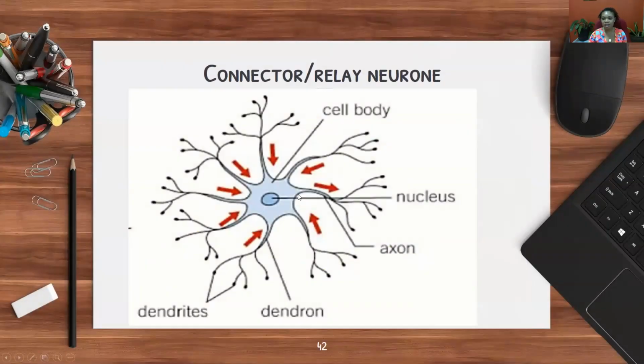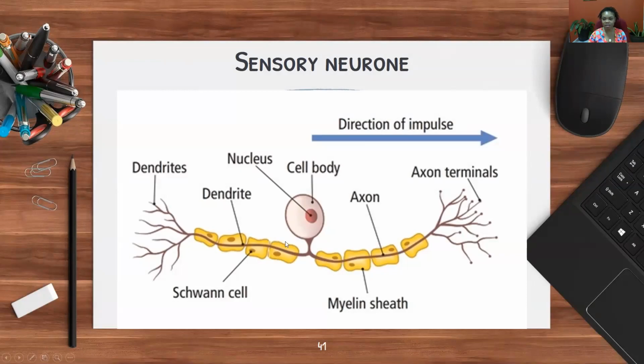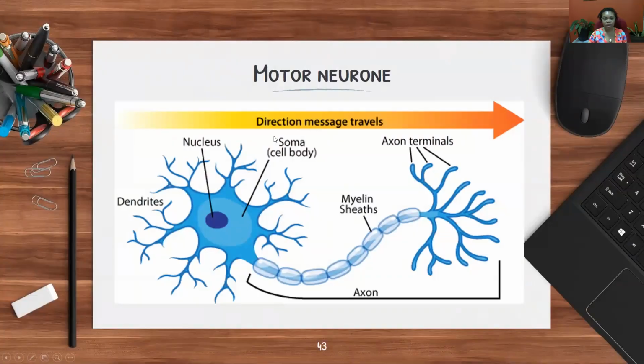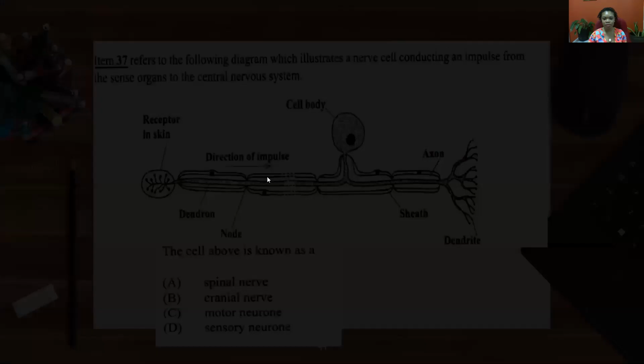Connector neuron, notice it does not have that long axon. Instead, it has all these dendrites. It does have a dendron and all these dendrites. Cell body right there with its nucleus. And direction of impulse is all over right now. Direction of message travel for the motor neuron is in this direction. So it will connect here. The cell body is at one end. It's not in the middle like in the sensory neuron. And then it takes the message along the myelin sheath to the axon terminals.